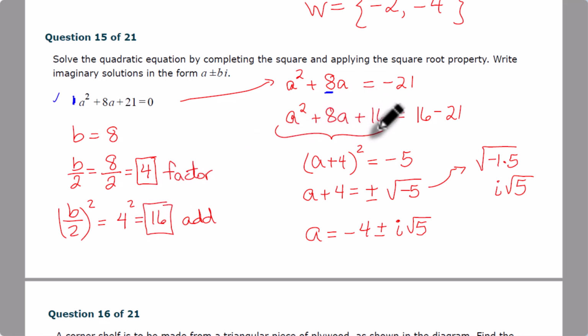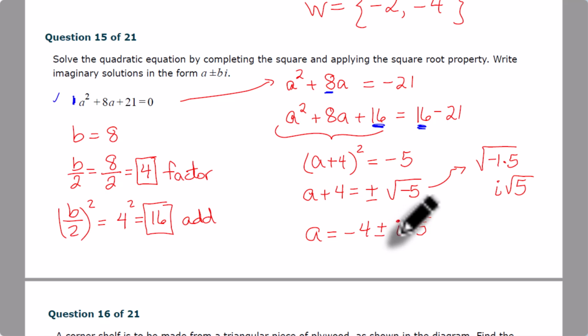And so here it is. I'm adding 16 to both sides. 16 minus 21 is a minus 5. And the left, I know how it factors because there's my factoring number. Something squared equals a number. Okay, great. So I get it back, plus or minus square root of the number. Move the 4, and this square root of minus 5 is, I can at least pull out an i.